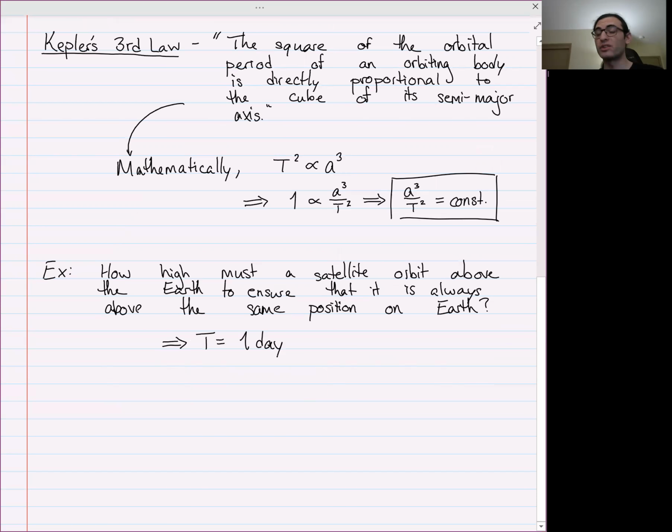That way, it will always stay above you, assuming that you are on the equator and it is on the equator. Or rather, it has to be, yeah, that's the true statement. It's orbiting above the equator. So now we can use Kepler's third law, or at least we can try to use Kepler's third law to figure out how far away it must orbit the Earth from.